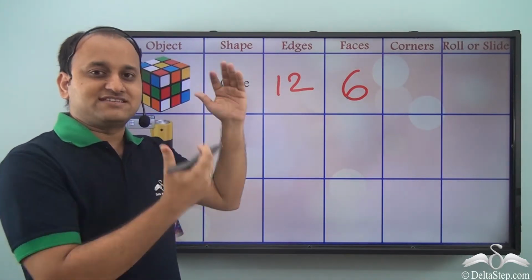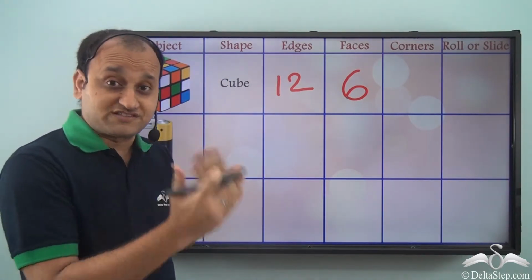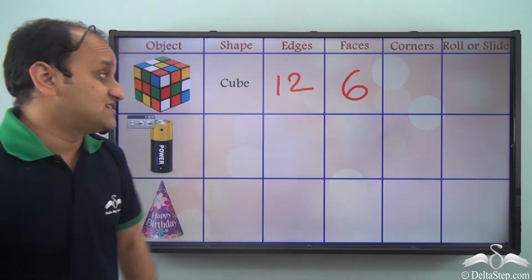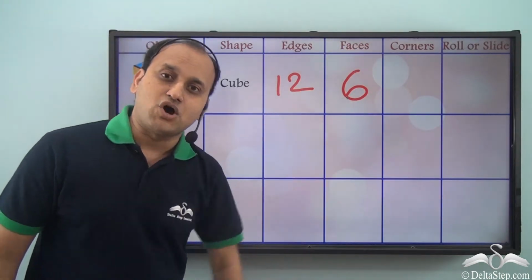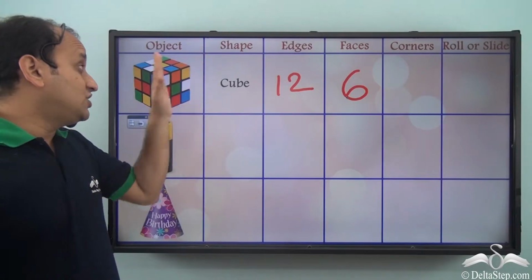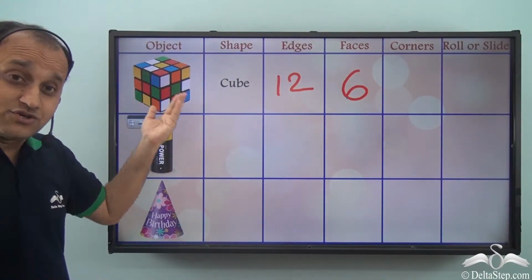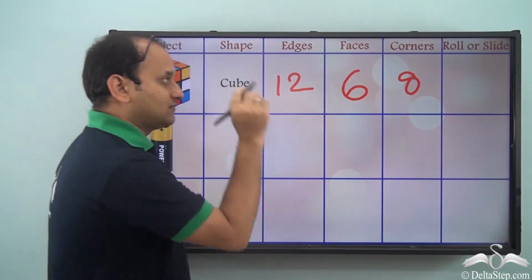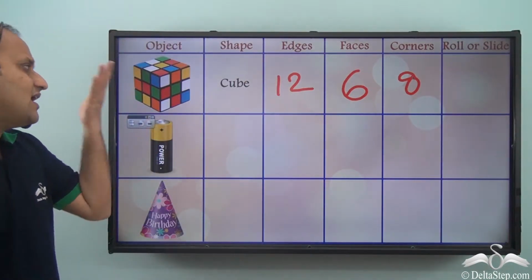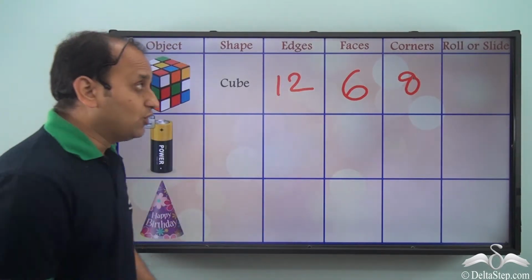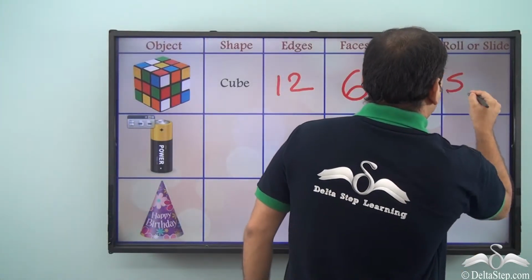If you touch the faces of a Rubik's cube, if you count the faces, you will find that it has 6 faces. Now how many corners are we talking about? Well, just like a cuboid, even a cube or a Rubik's cube will have 8 corners. And will it roll or will it slide? Again we have 6 faces which are all flat, so it will slide.